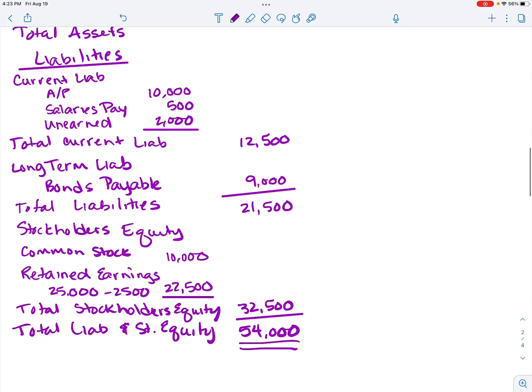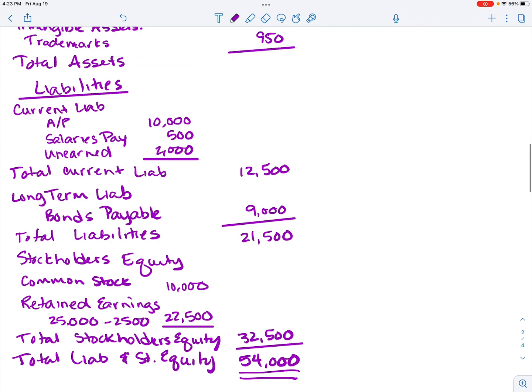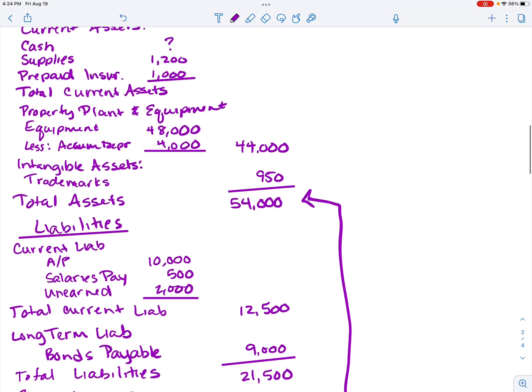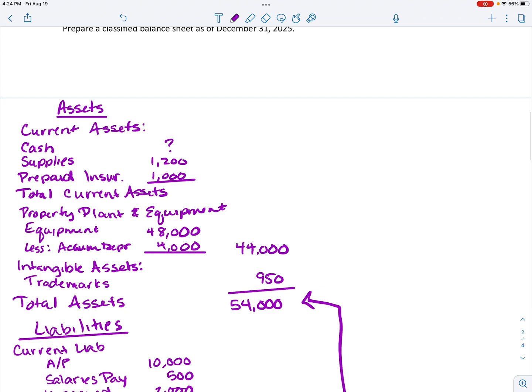So now that I know that number, that's going to help me in the end because we know that my assets have to equal my liabilities and stockholders' equity. So therefore my total assets must be 54,000. Right? And I know that these numbers go into that, correct?